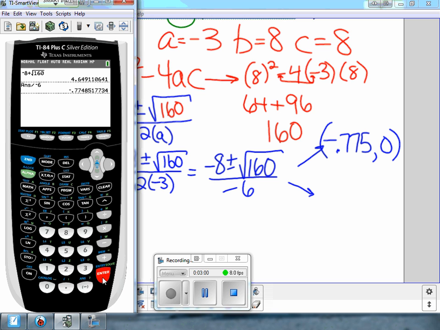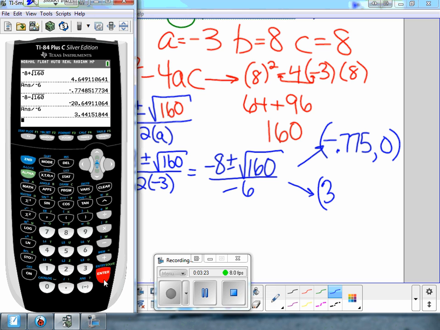For the other one, you could hit second enter 2 times. Then you can go back and change the plus square root of 160 to minus. Hit enter and divide by negative 6 again. And you should get the other root, which is 3.442. That's the other solution. And that's pretty much how the quadratic formula works.